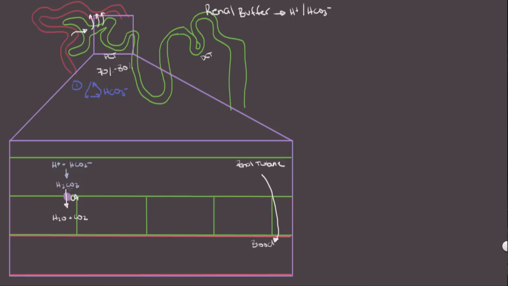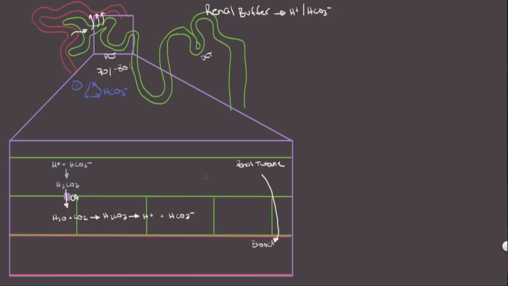As water and carbon dioxide enter these renal tubule cells, they meet carbonic anhydrase again. And we know that when we meet carbonic anhydrase, these two things will now be able to form H2CO3. So we have the formation of H2CO3, which is going to lead to the formation of, again, hydrogen ions and bicarbonate ions.